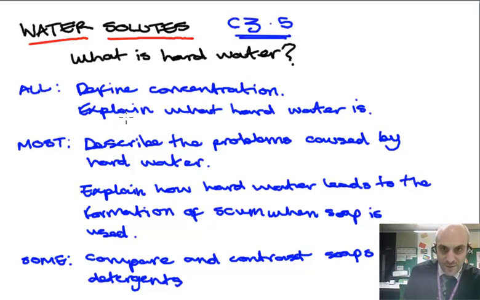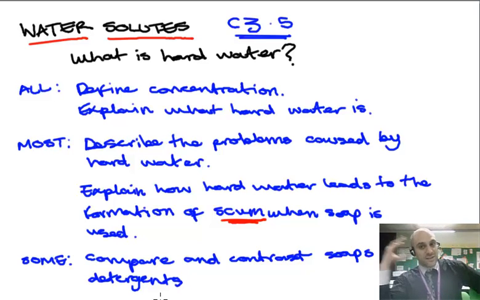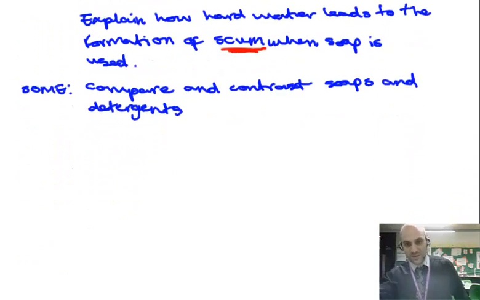This is lesson 3, C3.5, the Edexcel triple extension science specification. I thought I'd speed things up by jotting out our objectives, or learning outcomes. We're going to talk about what hard water is. I'm going to define concentration. You need to explain what hard water is. You need to describe the problems caused by hard water. You need to explain how hard water leads to the formation of scum.